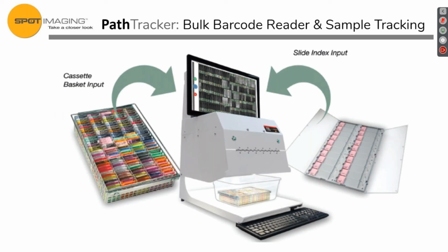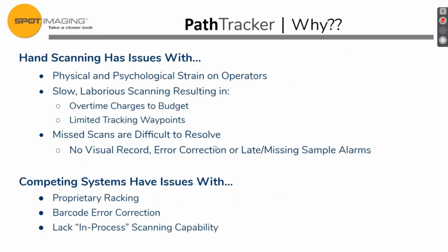So the next subject we want to talk about is PathTracker. And PathTracker is a bulk barcode reader and sampling system, and that actually allows you to put in any size basket or slide folder under, align it, and then scan for all the barcodes that are in the field of view. And we'll demonstrate that and show you just how simple it is to use. But before we get there, let's answer some of those basic questions.